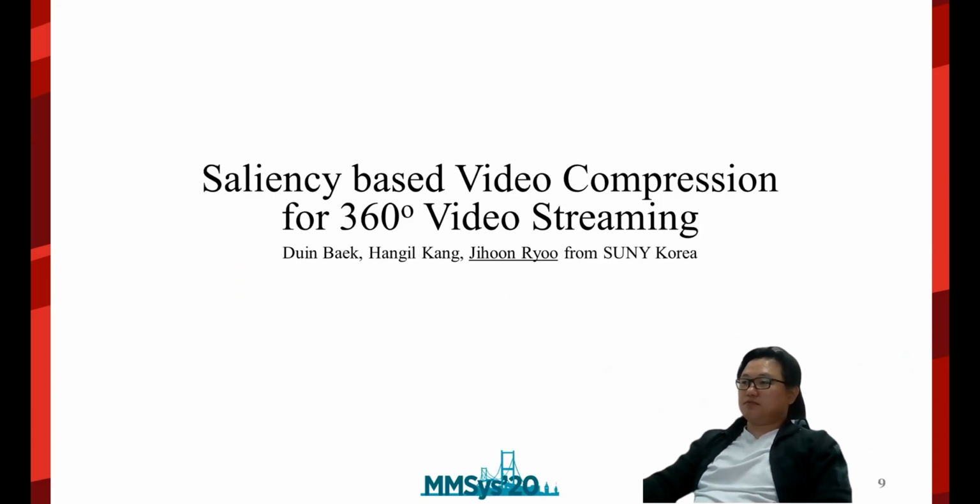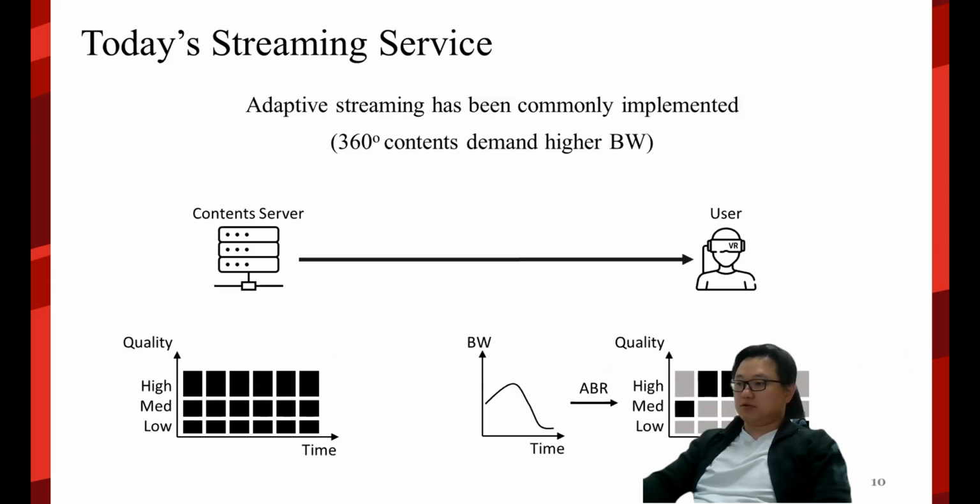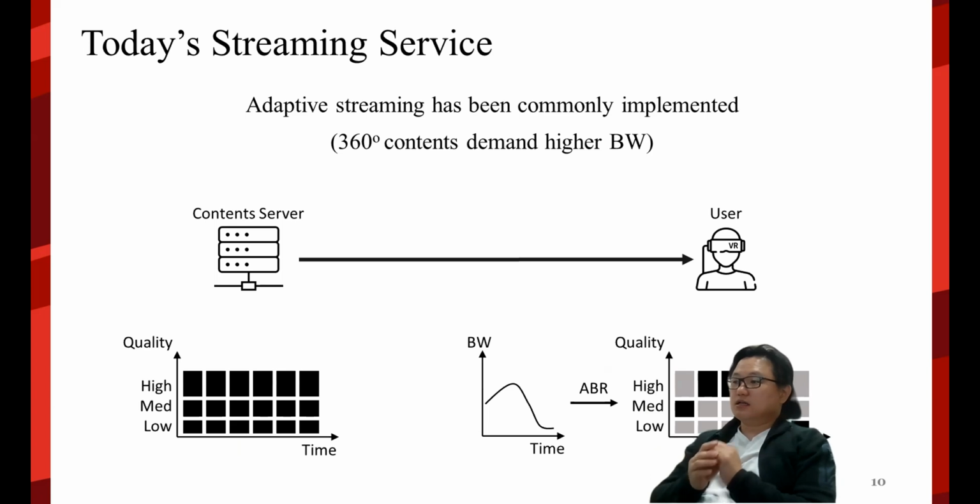Saliency-based video compression for 360 video streaming. This was published in MMSys 2020, which is the top conference in video streaming. In today's streaming service, as we talked about in the classroom, the quality is prepared on the server side, and you choose based on your network environment.